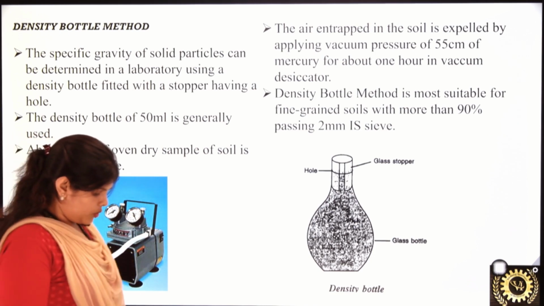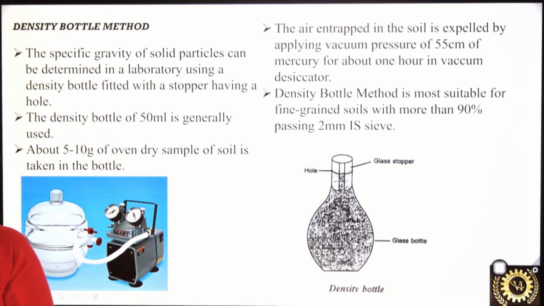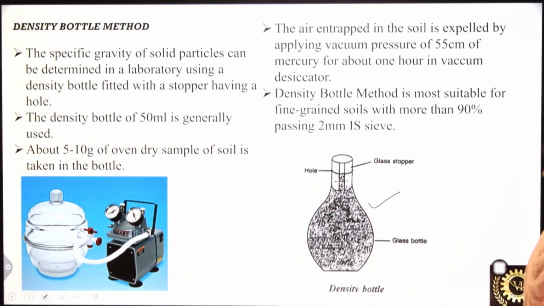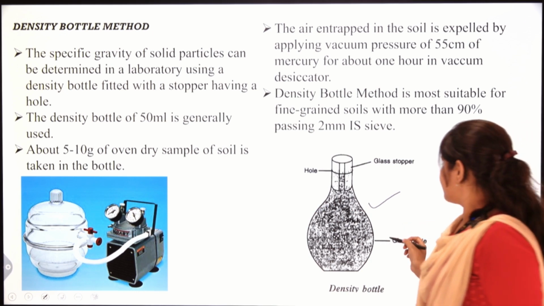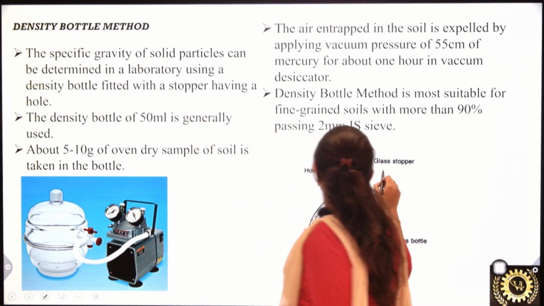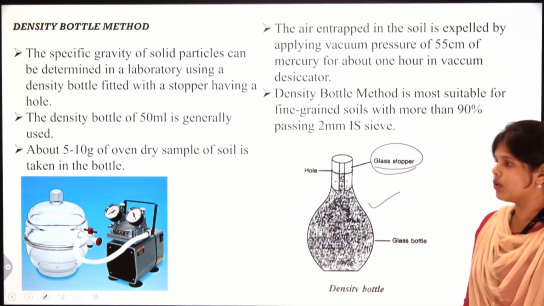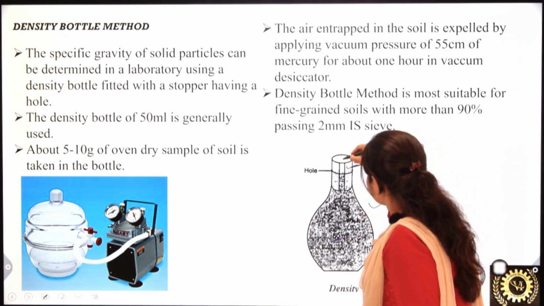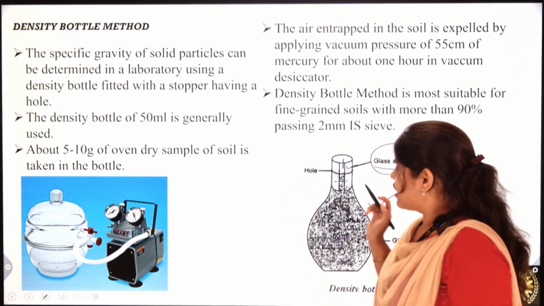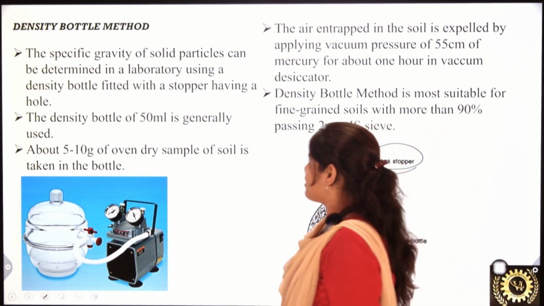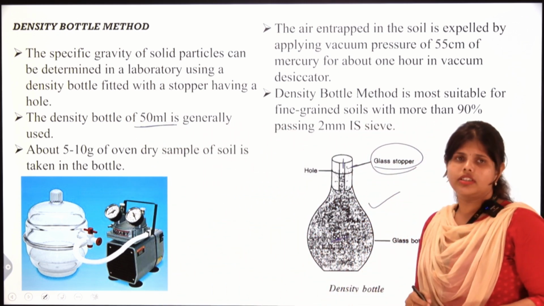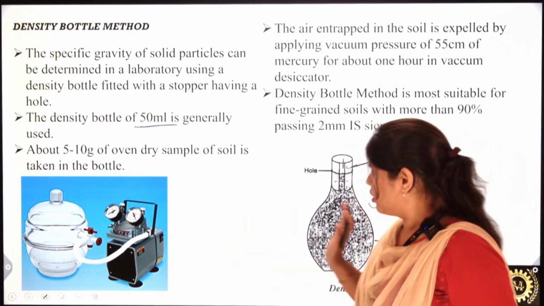In the density bottle method, we take a density bottle which has a capacity of 50 ml, with a glass topper. It has one glass topper, but it has a hole in it. This is a laboratory process, and we use this method in the laboratory.